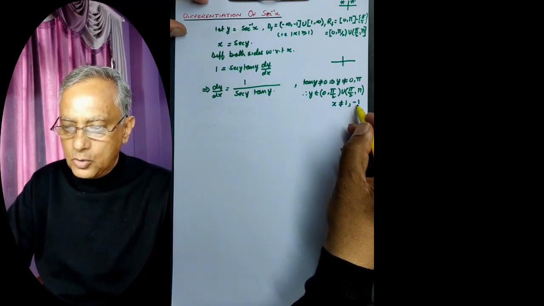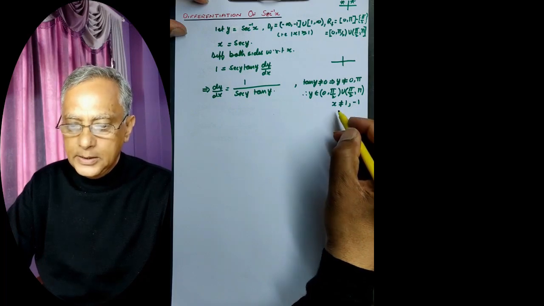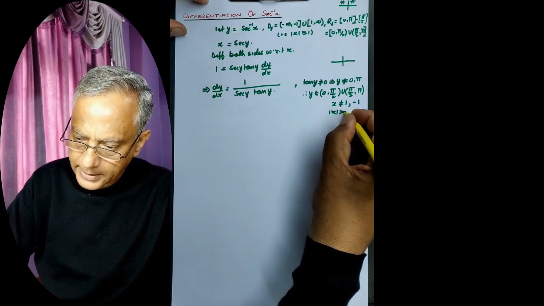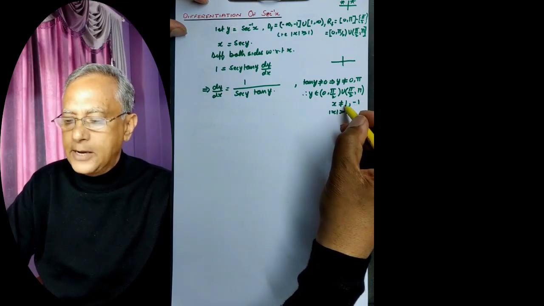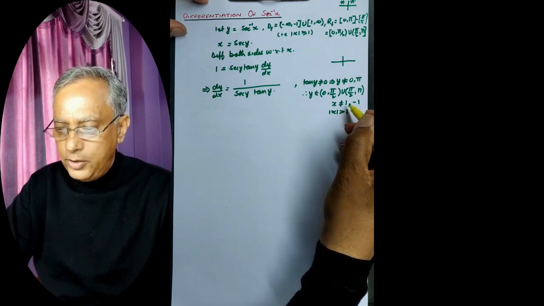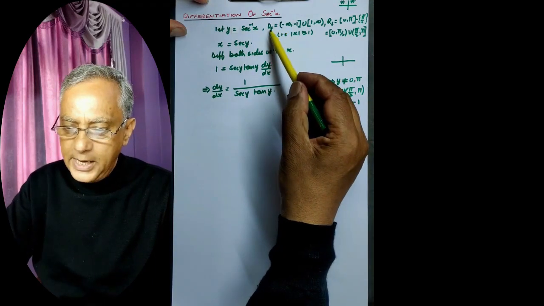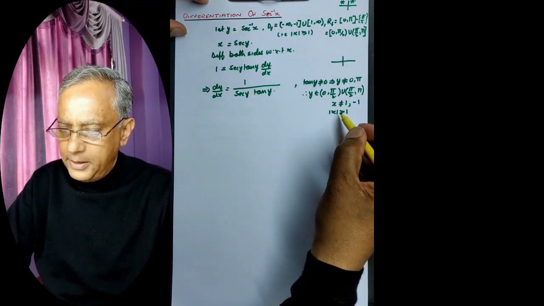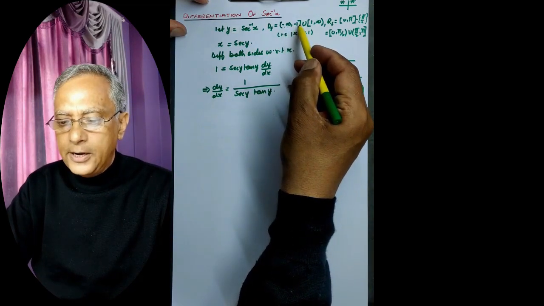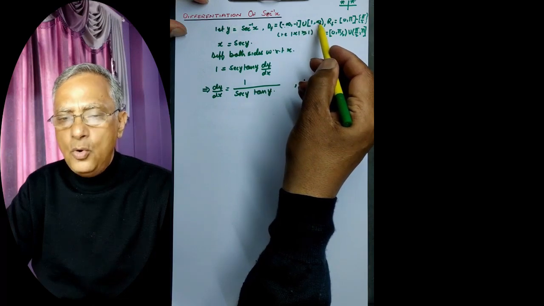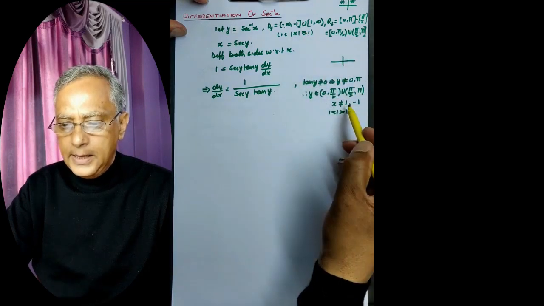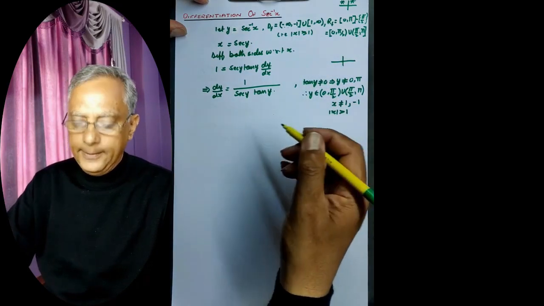So x cannot be equal to 1 or minus 1. So we will have mod x greater than 1. Mod x cannot be equal to 1 because mod of minus 1 is 1, mod of 1 is 1. So we will have to delete these 2 points, or we can say the result will be valid only for x belonging to minus infinity to minus 1 open interval union 1 to infinity, or mod x greater than 1. It will not be valid for x equal to plus minus 1.